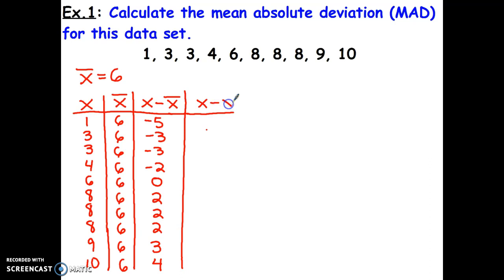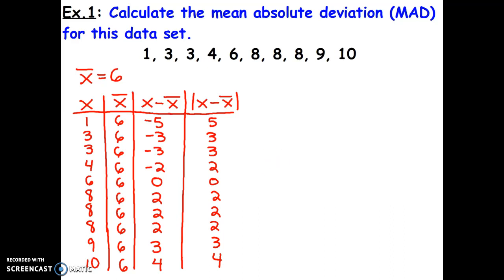Next, we need to find the absolute value of our differences. So we're going to take each of these numbers and find the absolute value. Now, the absolute value is just the distance of that number away from 0 on the number line, which is always a positive value. So pretty much what we're doing is taking these negative numbers and turning them positive. So it's going to be 5, 3, 3, 2, 0, 2, 2, 2, 3, 4.